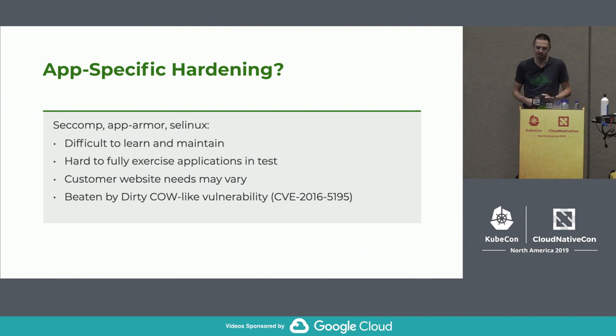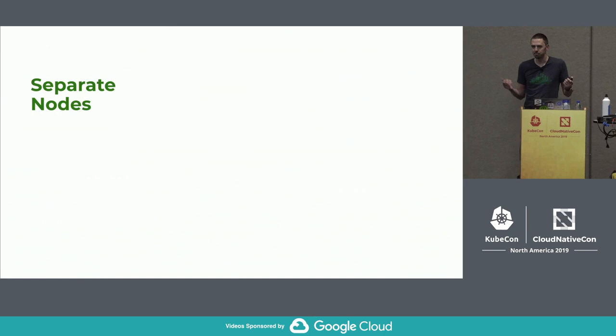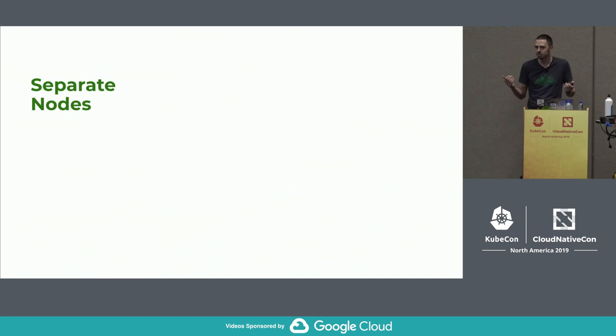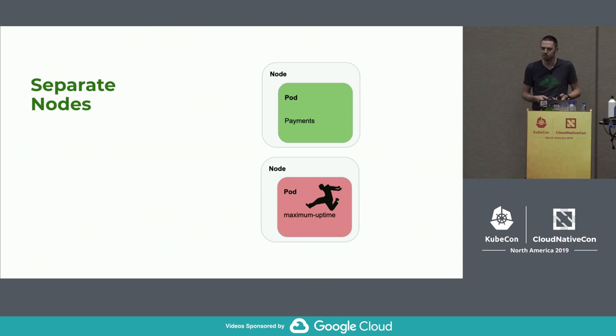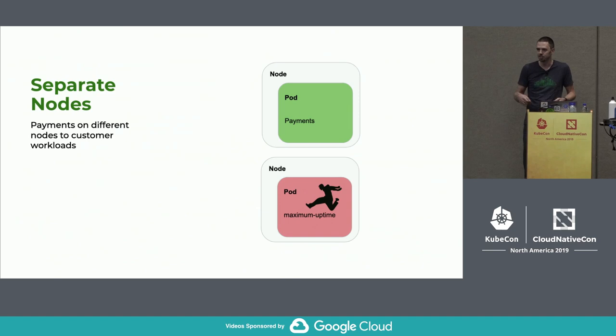So this leads people, especially security people who are used to separating things with VMs, to think, okay, well, let's just stick them on separate nodes then, and put VM boundaries in between. We've been doing this for a long time. So payments stuff on payments node, customer stuff on customer node, woo.